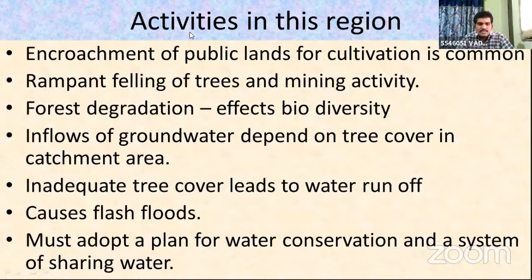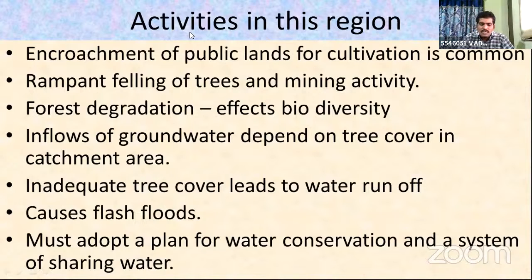To overcome this problem, we should adopt a plan for water conservation and a system of sharing water properly. First, we should adopt a plan for water conservation. Every person, every state and every country should adopt good water conservation methods, and we have to develop a positive system of sharing water to avoid disputes between states, regions or countries.